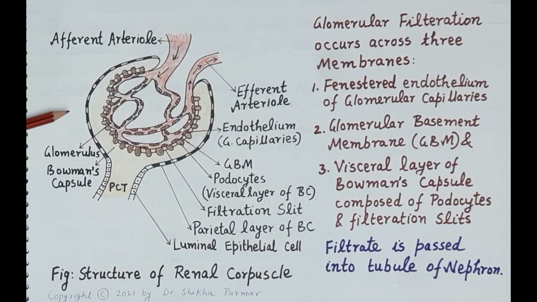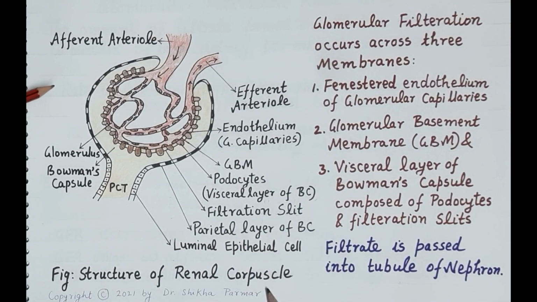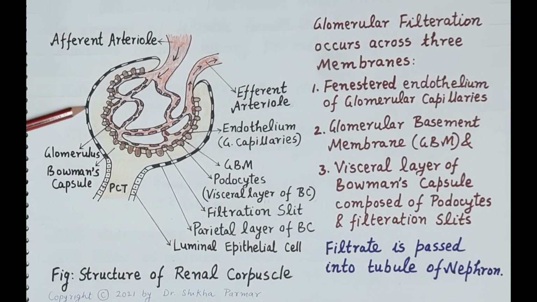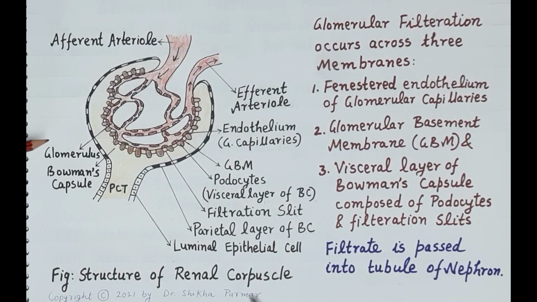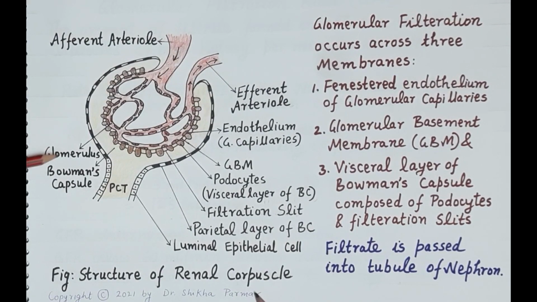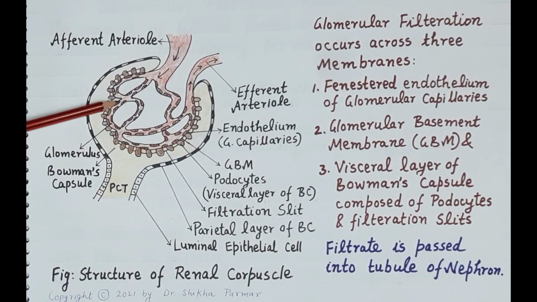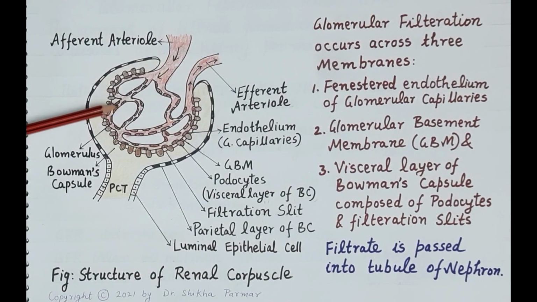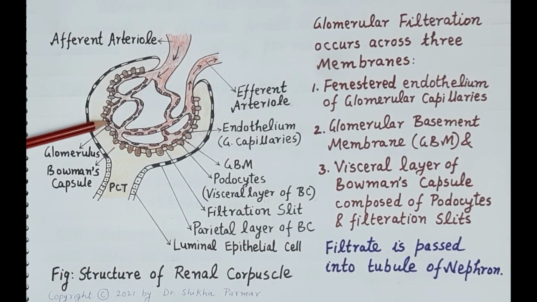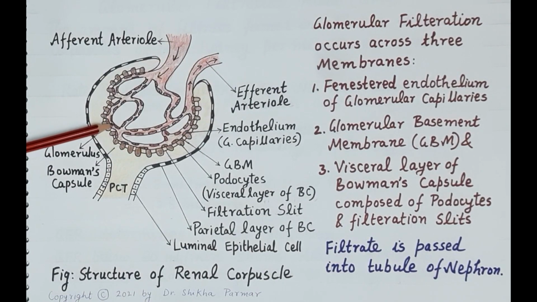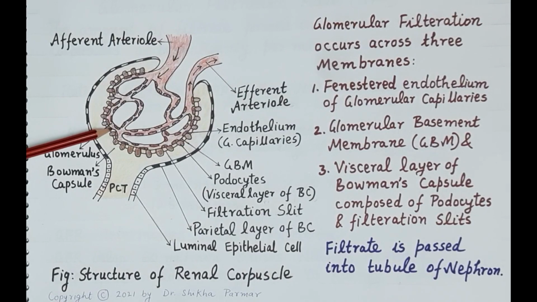Now let's understand the structure of renal corpuscle. Now look at this diagram. This diagram shows the renal corpuscle which is composed of glomerulus and the Bowman's capsule. So this diagram shows tuft of capillaries termed as the glomerulus. Now here in this diagram the capillaries are shown and these capillaries are composed of red color endothelial cells, and in between the endothelial cells are present the pores or the fenestrations through which the blood is filtered.